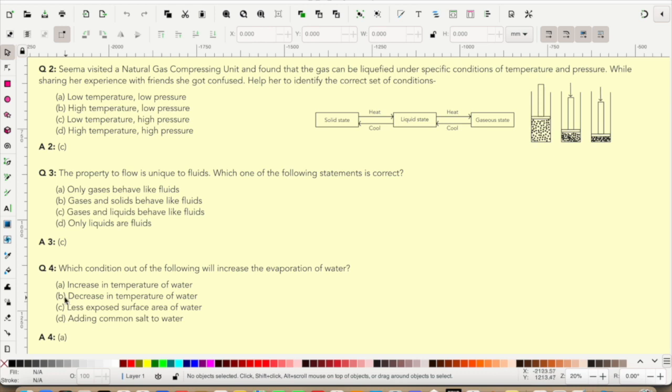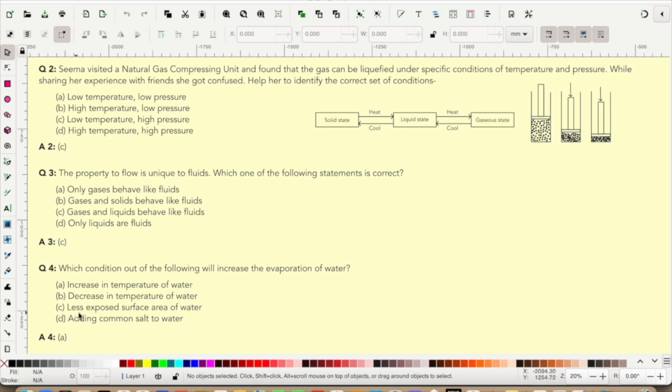Let us see all the options one by one. First option is increase in temperature of water. If temperature of water is increased, more water particles will get enough kinetic energy to overcome the forces of attraction with other particles. That means evaporation of water will increase. So this option is correct. Let us see other options as well. Decrease in temperature of water is clearly the opposite of option A, so it is wrong.